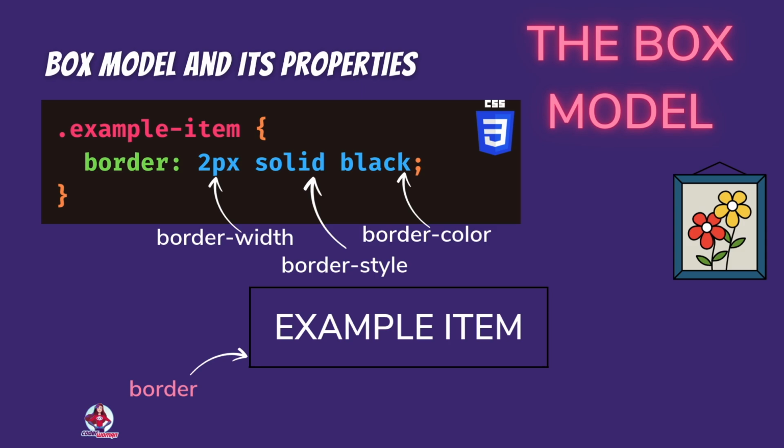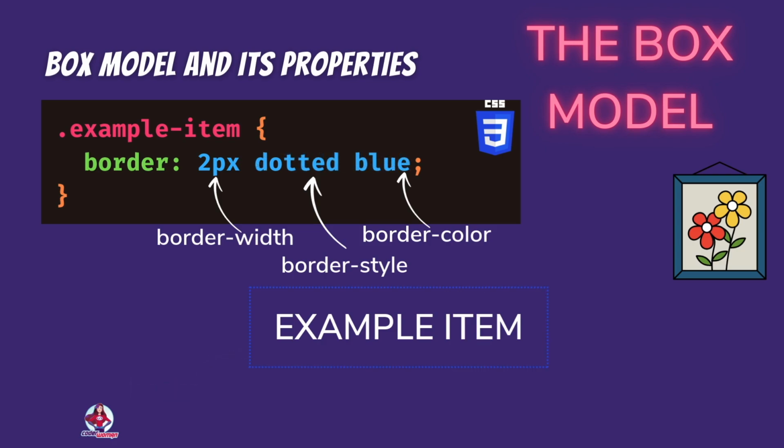The border property can take up to 3 values separated by spaces. The first value sets the width of the border, the second sets the style, and the third sets the color. In this example, the border is 2 pixels wide with a solid style and a black color. You can also set the other border style, dotted for example. In this example, the border is set to 2 pixels wide with a dotted style and a blue color.